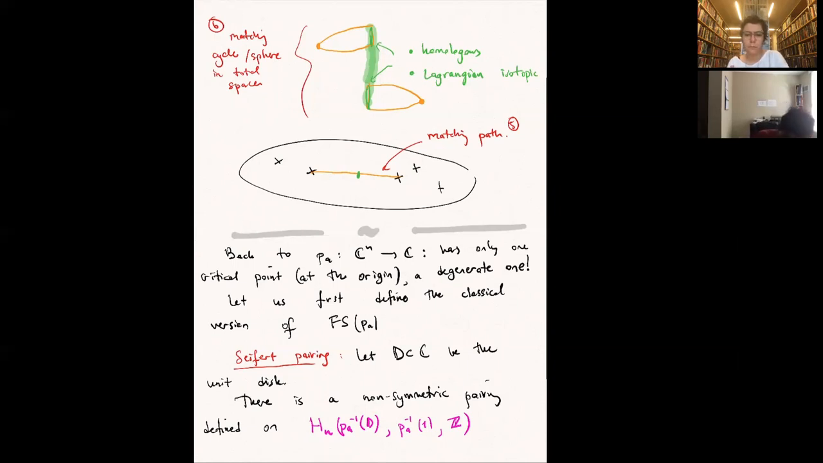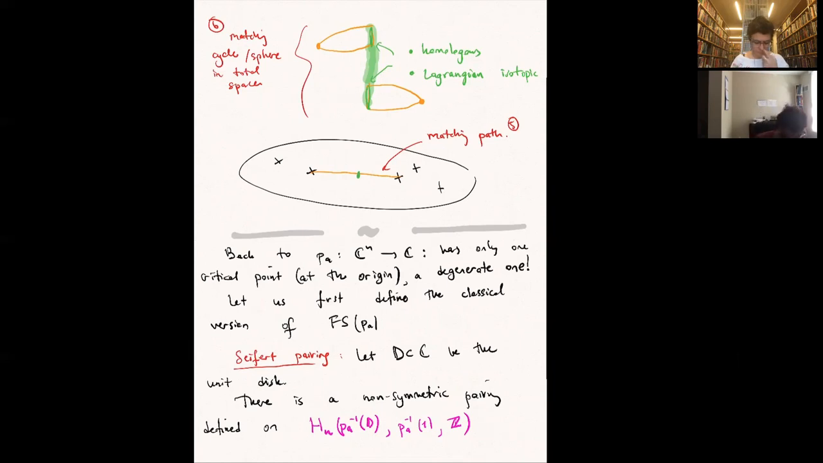So now let's go back to our chain type polynomial. This chain type polynomial, you can easily see that it has only one critical point at the origin. But this critical point is unlike the Morse type singular point that I've been talking about. It's a degenerate singular point. So there's something much more complicated happening at this point. Now let me first define the classical version of the Fukaya-Seidel category.